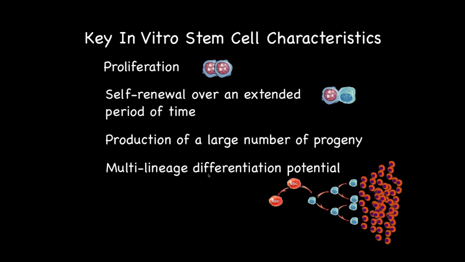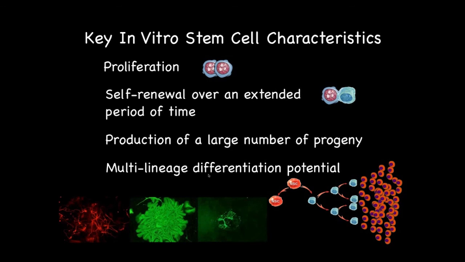Another feature is that it has a multilineage differentiation potential. In other words, the tissue from which the stem cell is obtained, that cell will have the capability of generating all of the cell types that you find in that tissue. And so in the brain, that's going to include neurons, astrocytes, and oligodendrocytes. So those are the main features of studying a stem cell in vitro. If you're studying stem cells in vivo, all of these characteristics apply. There is one additional feature, and that is that you should be able to demonstrate that the stem cell can regenerate the tissue after injury.